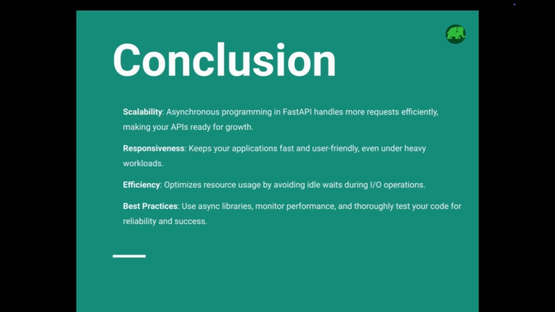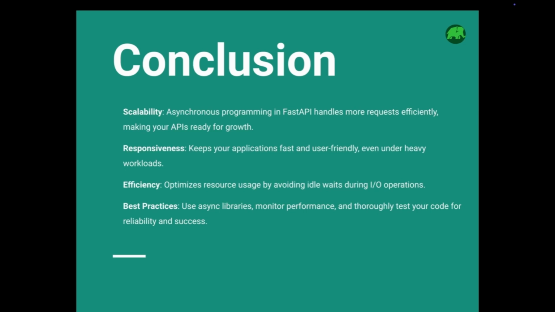We've covered all the important concepts. Here's a quick recap of why asynchronous programming is a game changer in FastAPI and how to make the most of it. Number one is scalability. Async programming helps you handle many requests at once without blocking the main thread. This means your APIs are ready for growth and can scale efficiently under heavy loads.